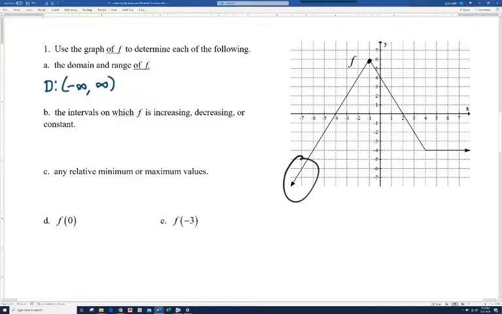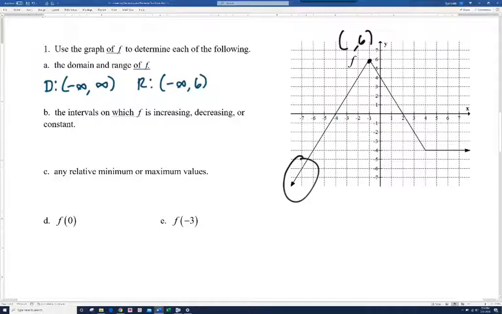Well, we don't have any lowest point, but at our highest point, notice the y value is 6. In fact, there's no other point on this graph that's going to have a bigger y value than this point here. And so the range is -infinity to 6.